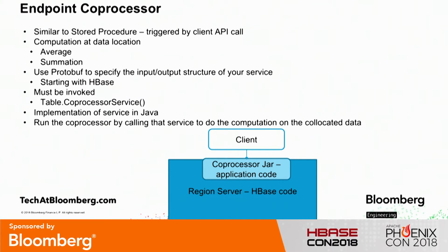The canonical examples are things like average or summation, where you're going to push your computation down closer to the data to speed it up. And in order to write it, you would specify the input and output of the coprocessor using a protobuf, and then you would actually invoke the call. So this would just happen when a client invokes a call to the coprocessor, the computation will be done, and passed right back to the client.